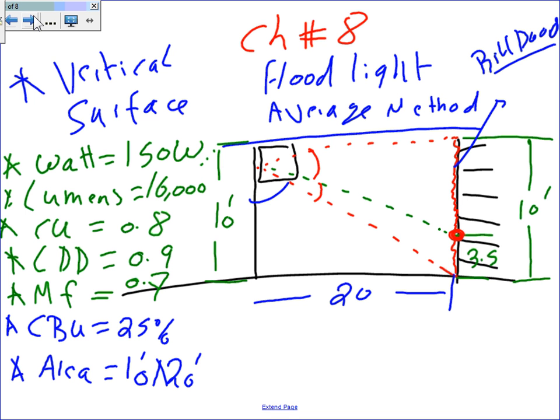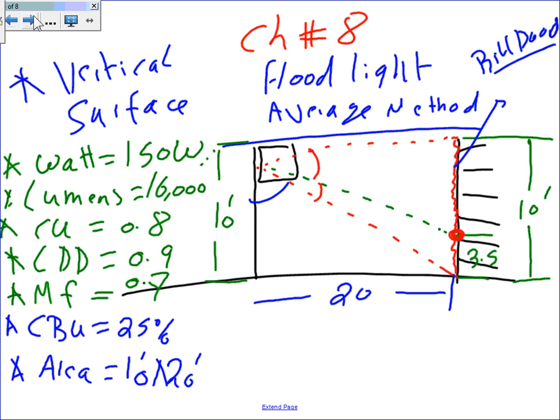Okay, take this example. I'm going to verify with this example, my friends. I have a light here, and I need to light this wall here. It's a wall of 10 by 20. Imagine a 10 by 20 wall, and I need to light this wall. And I'm going to use the average method.